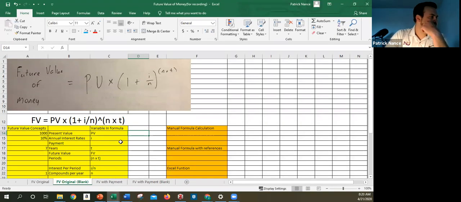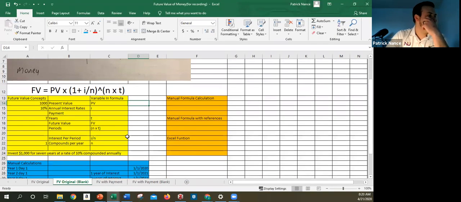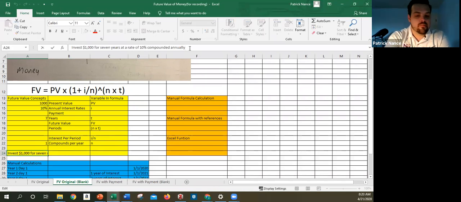Okay, so for example, let's do the manual calculation first. I have put in some data here. I've got $1,000 as a present value. If I invest $1,000 for 7 years at a rate of 10% compounded annually, I want to know what the value is going to be after 7 years. So how would I figure that out?